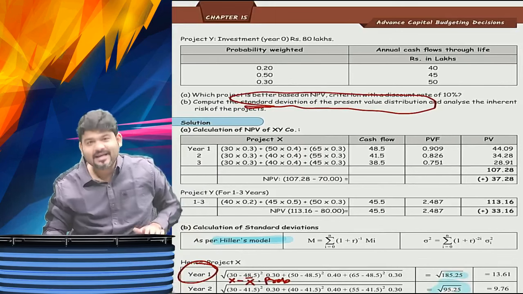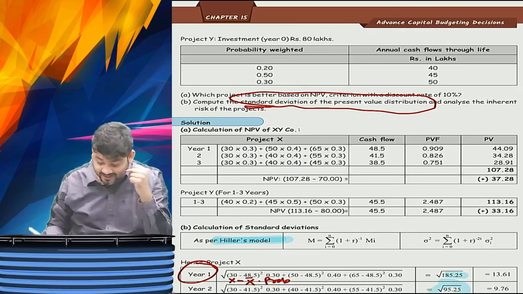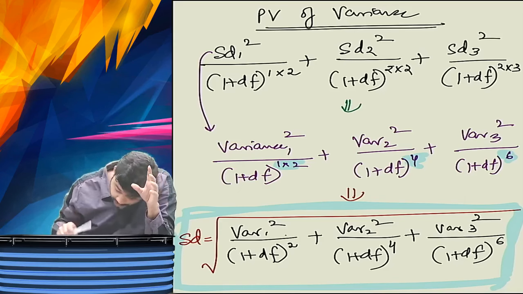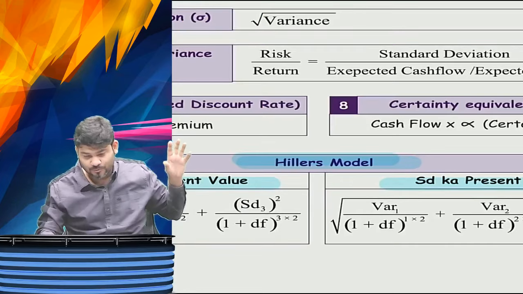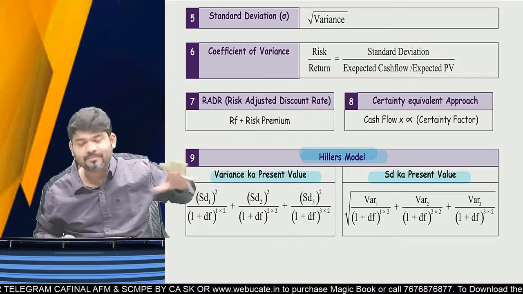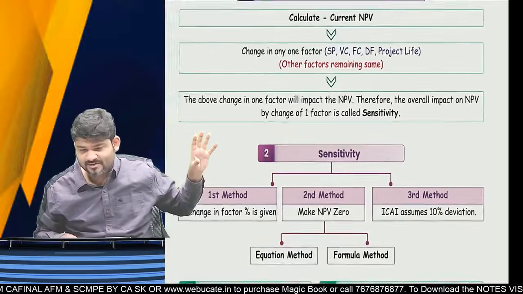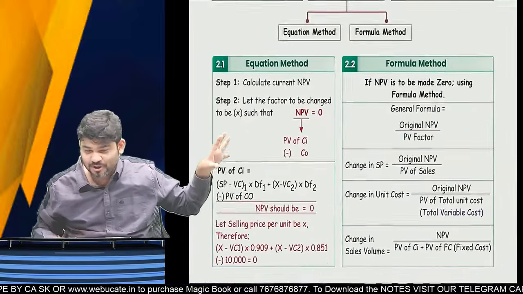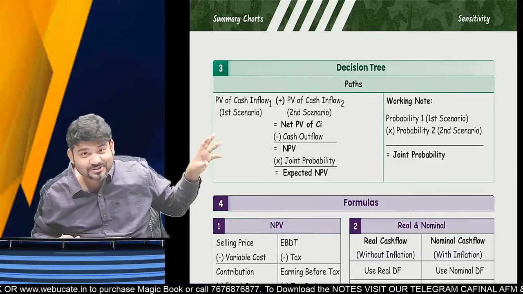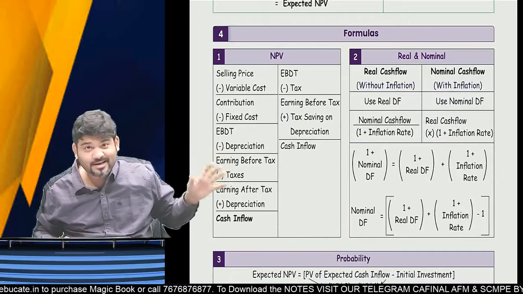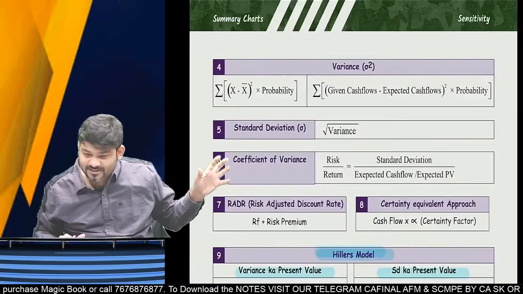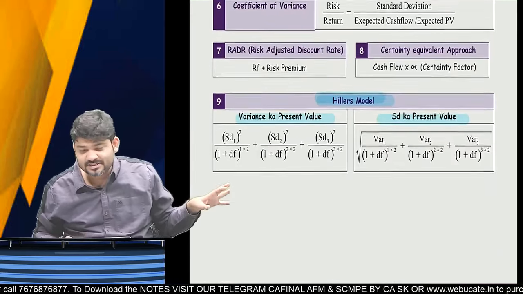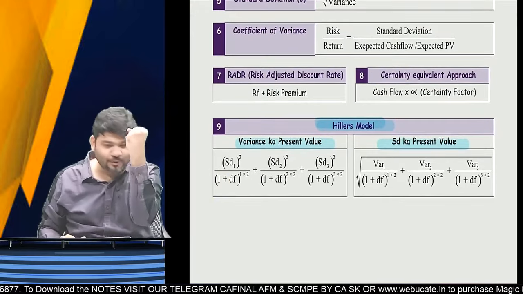Got it, everybody? I want each one of you to tell me and comment, yes, sir, Hiller's model, done and dusted, understood fully and thoroughly. Yes, for all of you, I will be making these notes available. These notes have all the things in one place. So, how to calculate the NPV, the sensitivity by using different methods that I have taught you all, right? Then, decision tree, the joint probability, formula for NPV, real and nominal cash flows, probability, expected probability, variance, standard deviation, coefficient of variance, risk-adjusted discount rate, certainty equivalent, and finally, the Hiller's model also is clear to us.